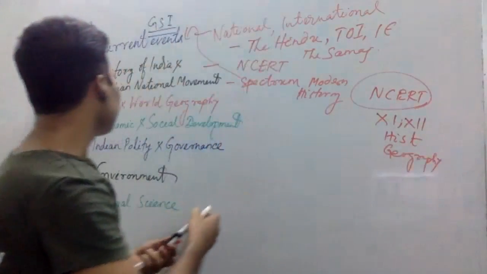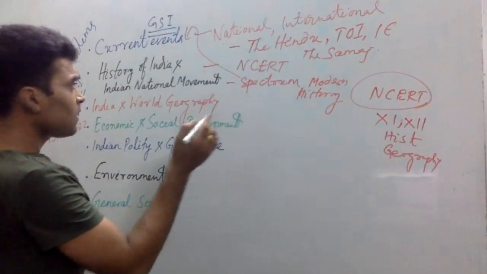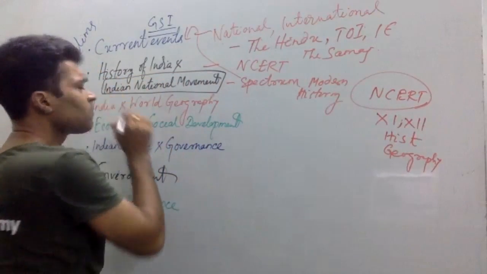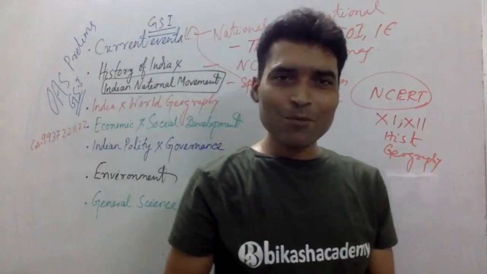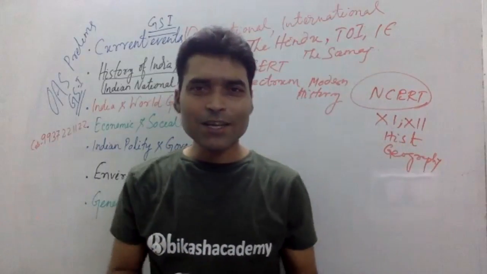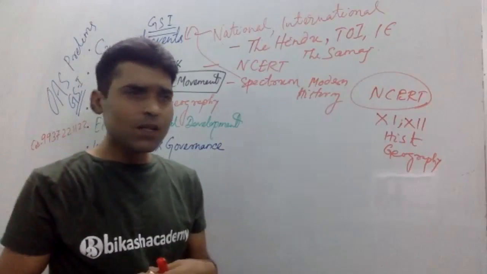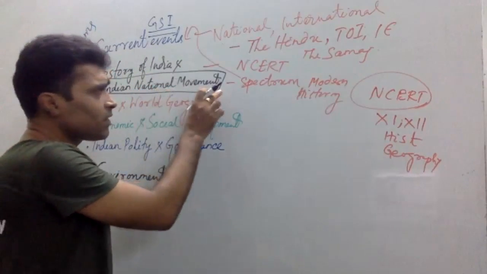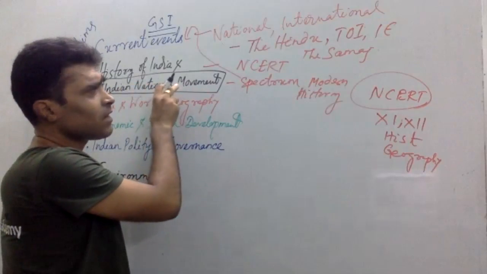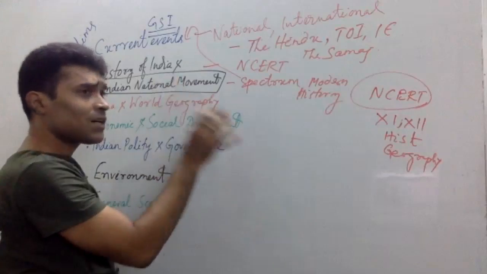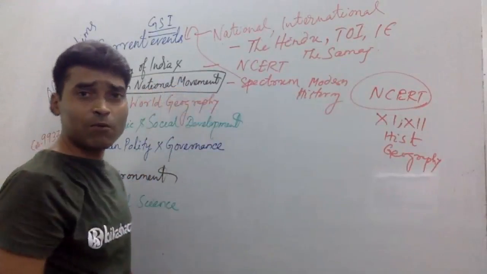Now we'll be focusing. You just see in this history paper, Indian national movement, like you can say non-cooperation movement, Quit India movement, civil disobedience movement, Simon Commission. So many things are there, right? August Offer. So we'll be focusing more on Indian national movement, because it is clearly mentioned. Most of the questions from the history section are generally asked from the Indian national movement, right?